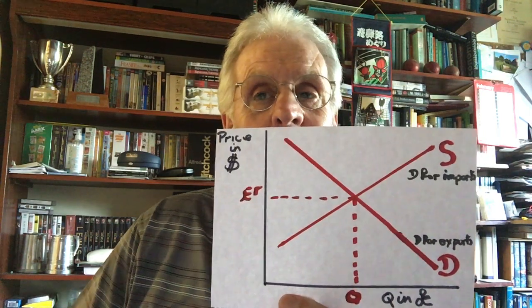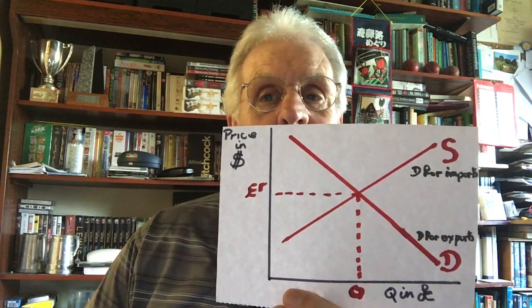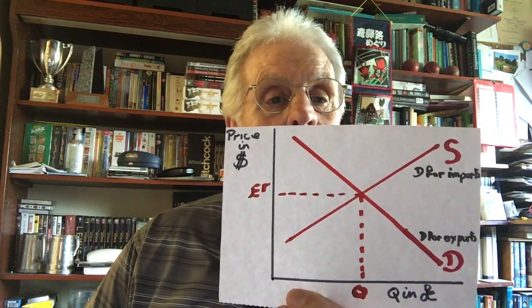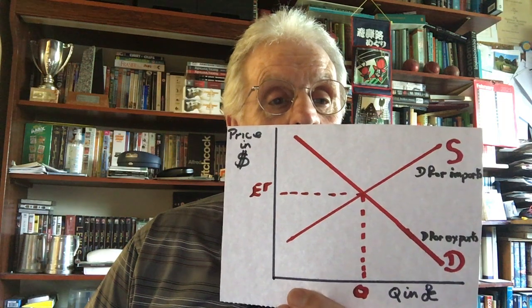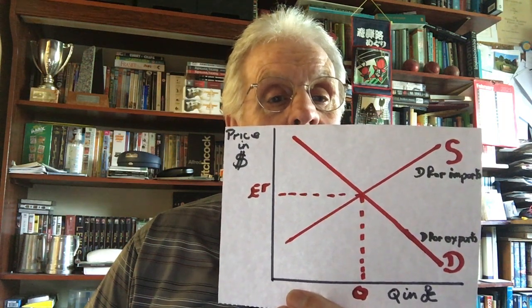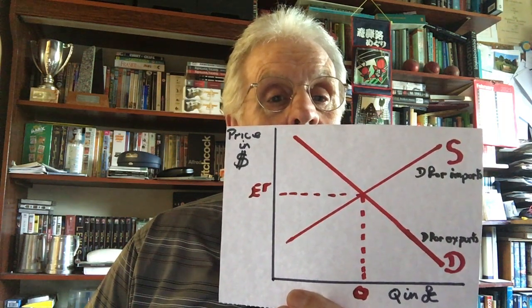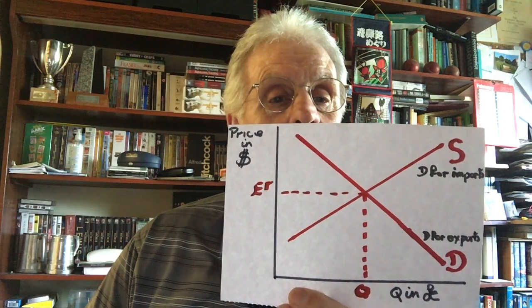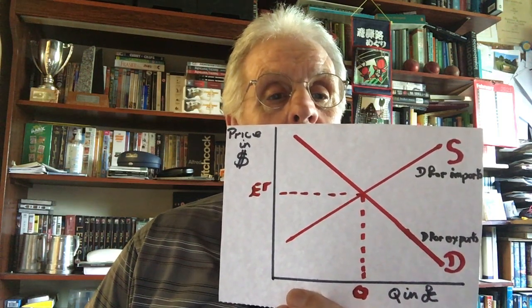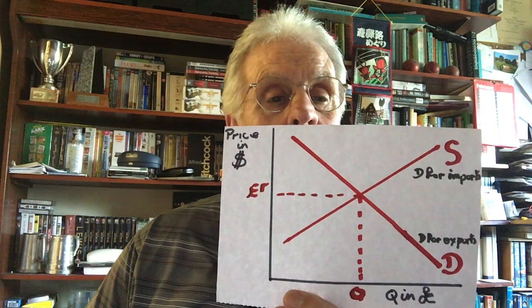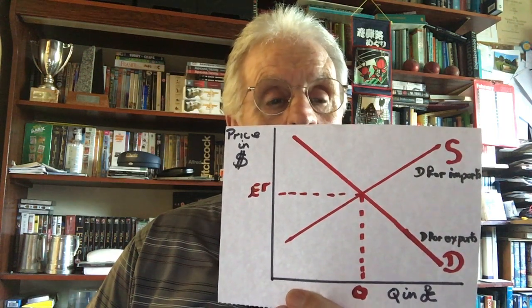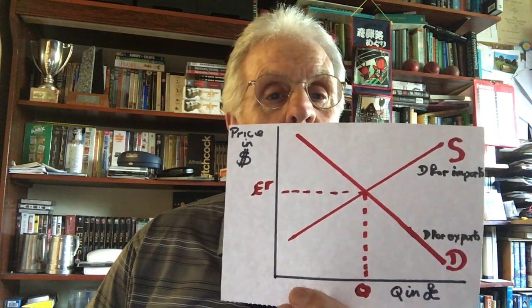So, the nice thing in supply and demand diagrams is that where the demand curve crosses the supply curve, you get an equilibrium exchange rate. It's the exchange rate at which the quantity of currency demanded is exactly equal to the quantity of currency supplied.